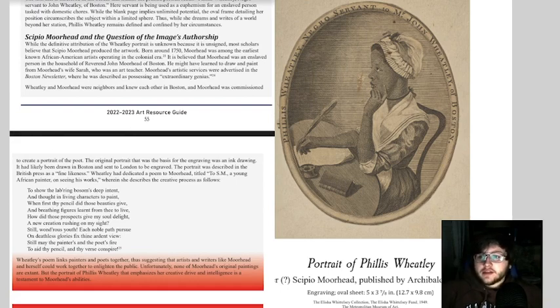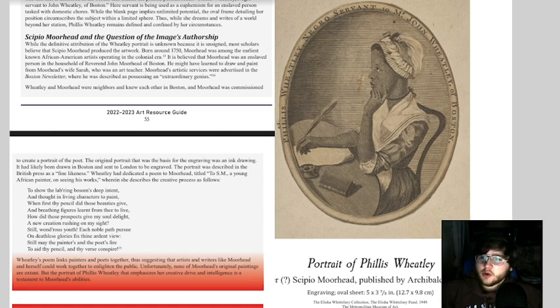Scipio Moorhead and the question of the image's authorship. While the definitive attribution of Wheatley's portrait is unknown because it is unsigned, most scholars believe that Scipio Moorhead produced the artwork. Born around 1750, Moorhead was among the earliest known African American artists operating in the colonial era.